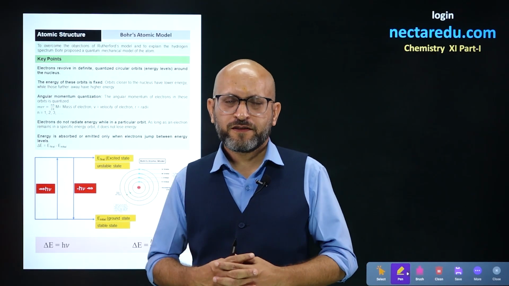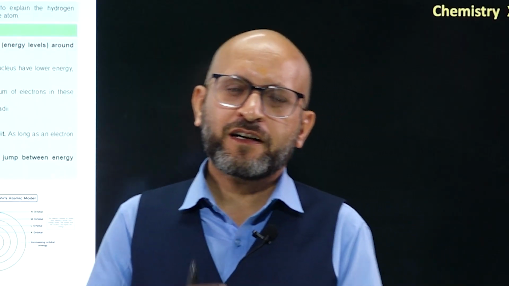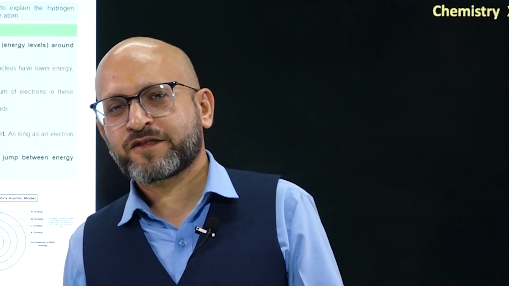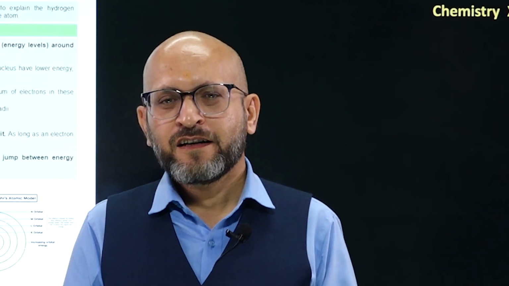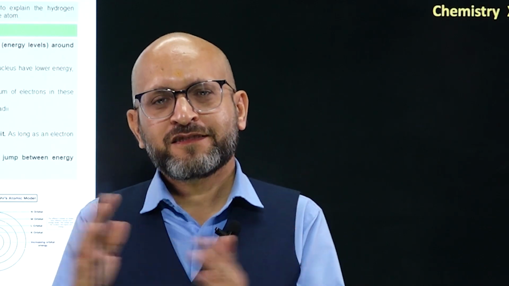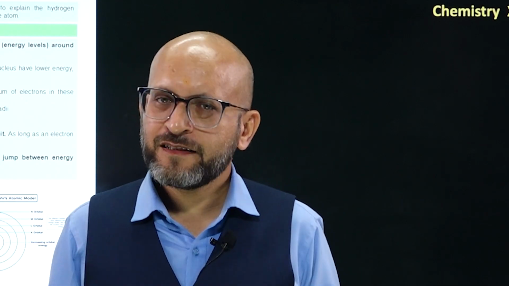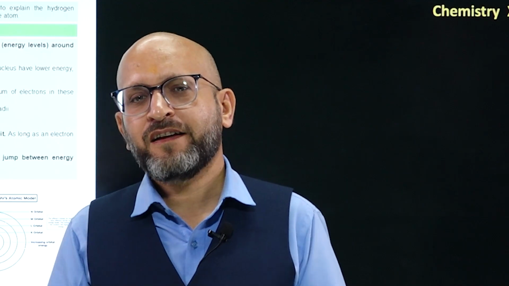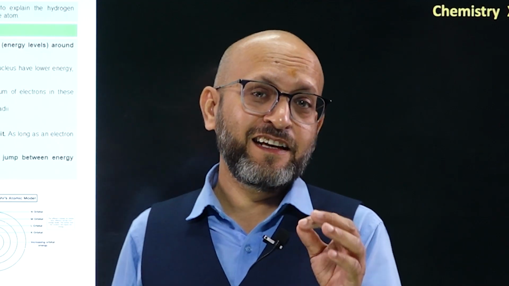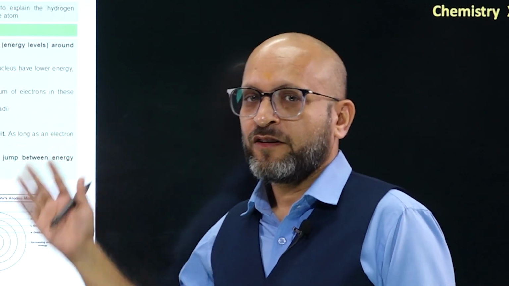Bohr's atomic model. When Rutherford gave his model, there was a lot of criticism that he could not explain the stability of the atom. Then there was research on spectrum. After that, there was a model given by the scientist Niels Bohr. He gave the Bohr atomic model, and we have it over here.